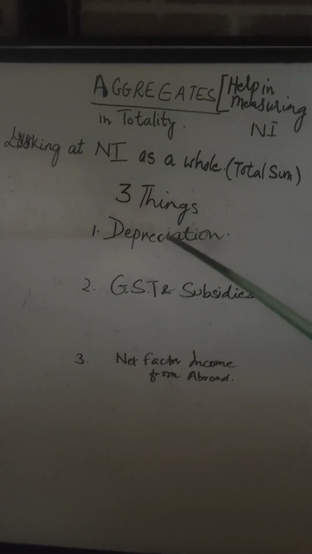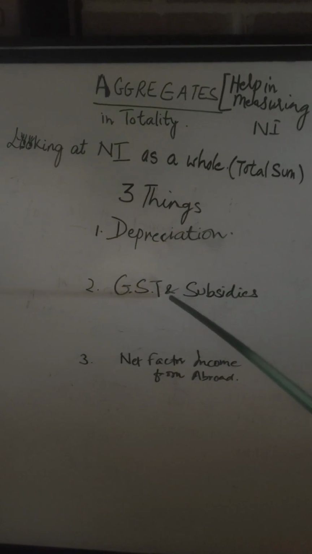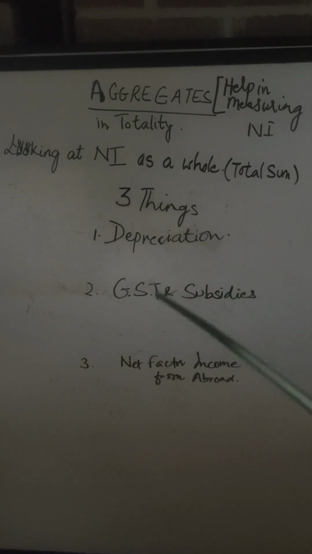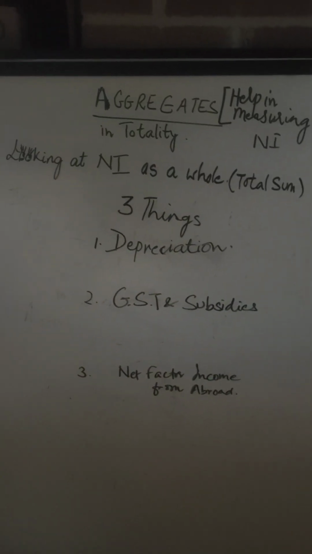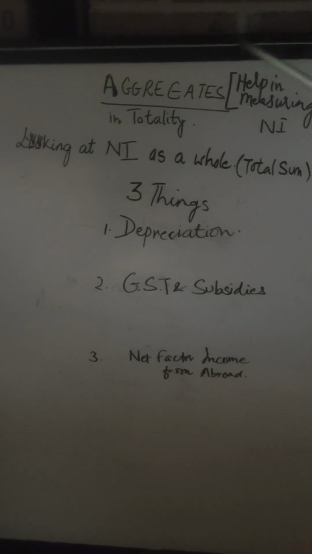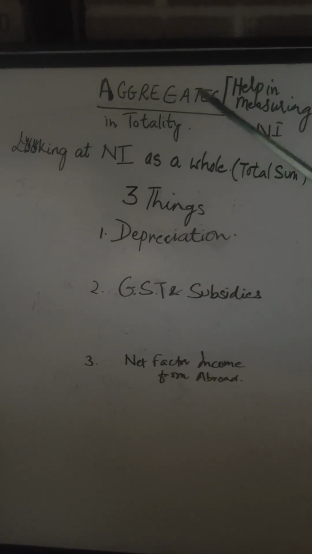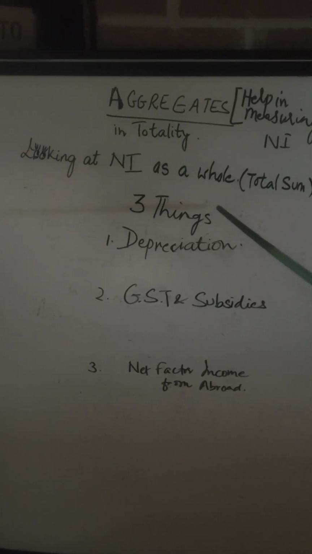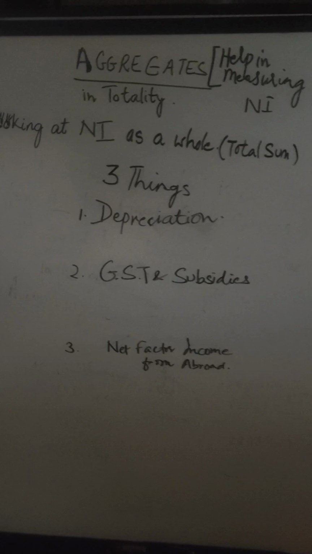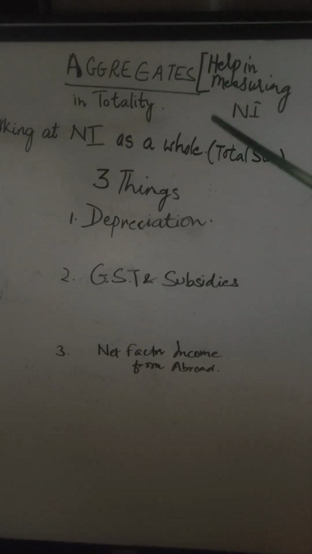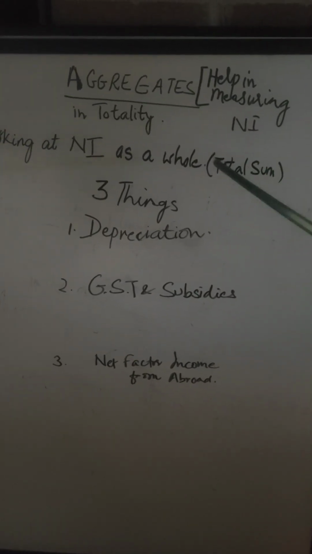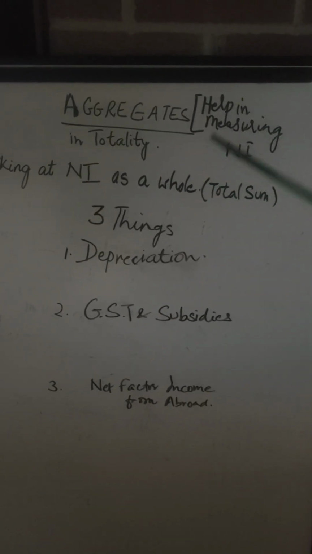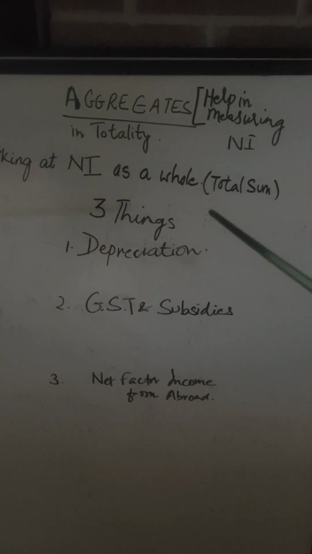But the three things you should keep in mind are depreciation, indirect tax and subsidies, and net factor income from abroad. These are the three things that must be kept in mind. And aggregates are various statistics that help us measure national income. With the help of this, economists have a certain measuring rod. They have some formulas to measure the national income. Isn't that so interesting?